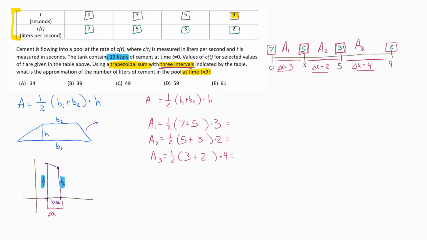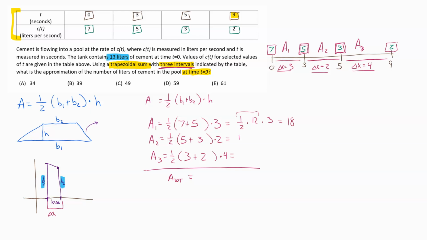So now we're going to go find what all 3 of those equal, and then we'll add all of those up, and that's going to give us our total. So then at the top here, I've got 1/2 times 5 plus 7, which is going to be 12, times 3. So then half of 12 is 6. 6 times 3 is going to get us 18.